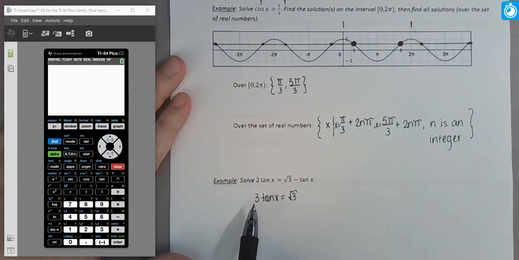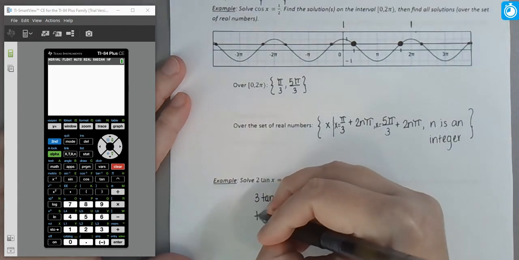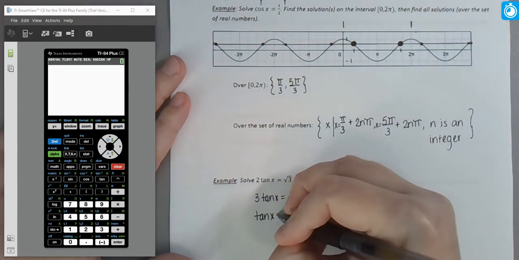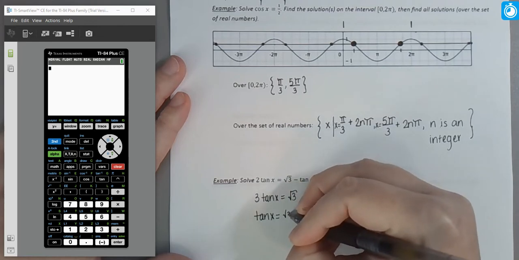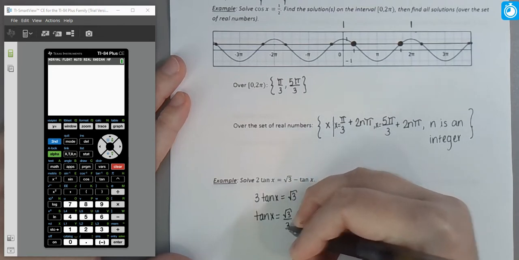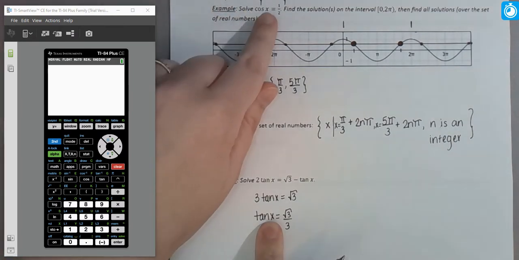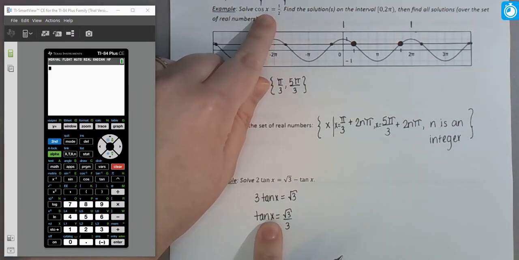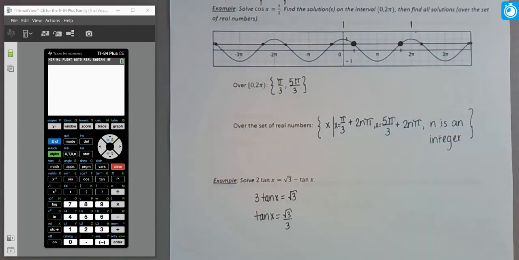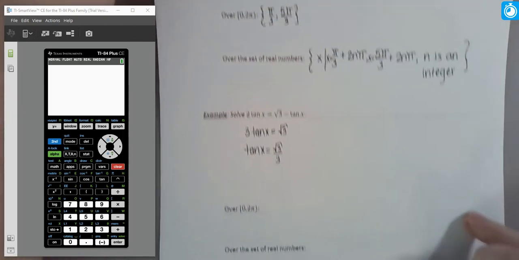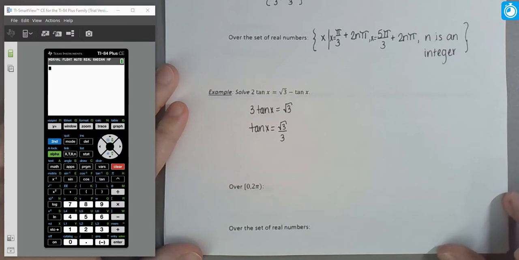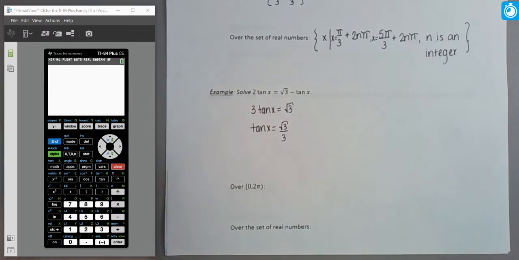And then again, we want to isolate our x, so we're going to divide by 3 on both sides. So we get tangent of x is equal to the square root of 3 over 3. And so structurally speaking, we basically have the same kind of equation now. We want to know, on that interval from 0 to 2 pi, what values of x, what radian measures, have an associated tangent value of root 3 over 3.